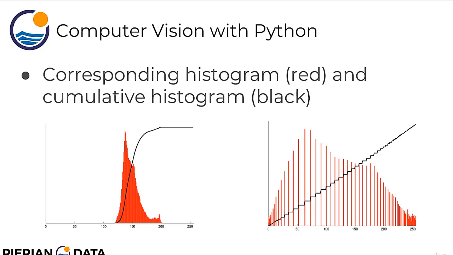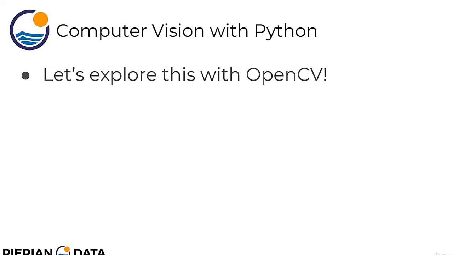So if we take the corresponding histogram in red versus the cumulative histogram in black, we take that cumulative histogram and make that much more linear than before. So that's the actual real process, and the mathematics behind histogram equalization really focus on that aspect, making that cumulative histogram much more linear. Okay, so let's explore these concepts with OpenCV.